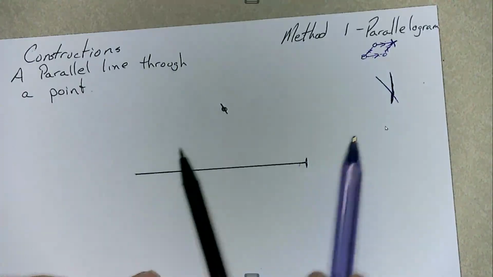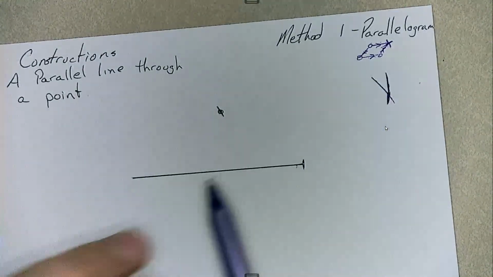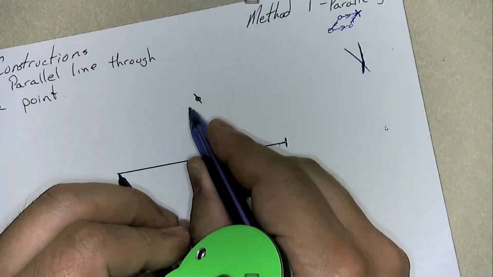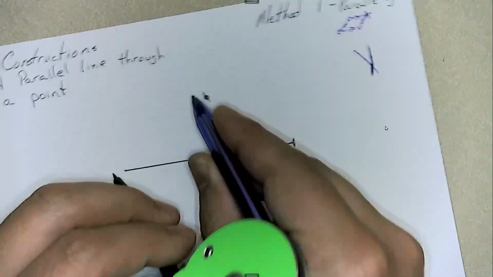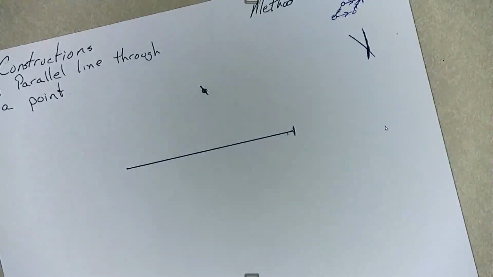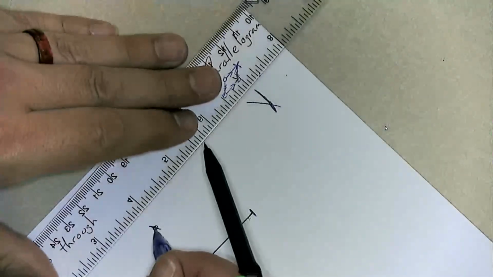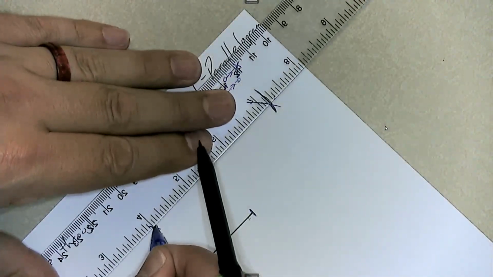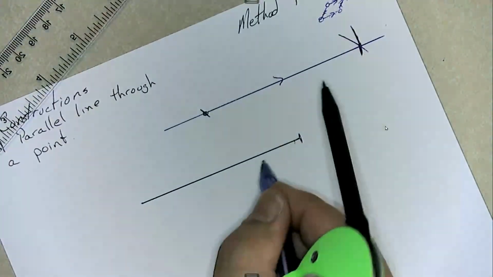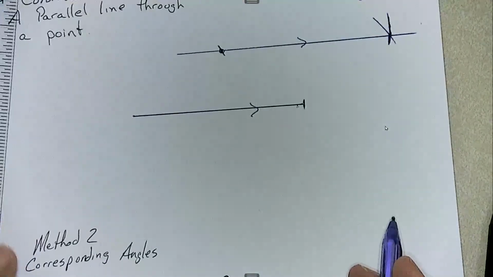So the bottom is the same length as the top, and the other side is equidistant to that side. So if I connect through that point to that intersection point, I create a line that is parallel to that line.